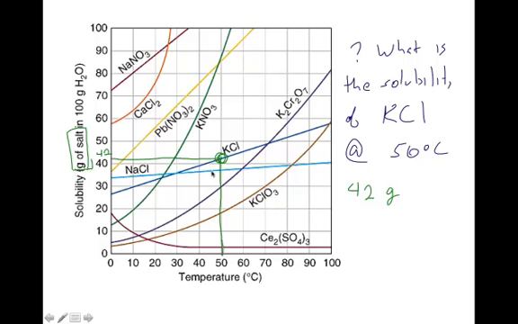So the solubility would be 42 grams, and this is grams of salt. The salt we're talking about in this case is KCl, potassium chloride. 42 grams of potassium chloride per 100 grams of water. So that would be our solubility in this example. If we had 200 grams of water, we could put 84 grams of potassium chloride in there, and it would dissolve. So that's one question that I could ask you with these solubility tables.